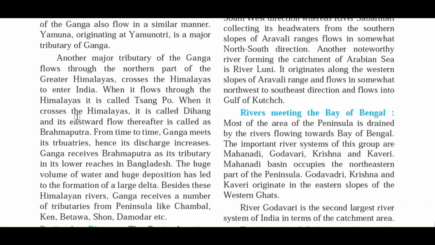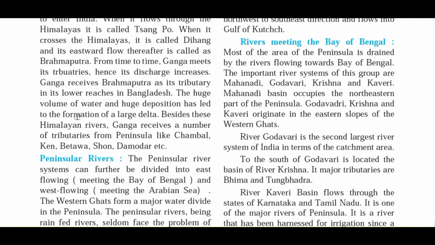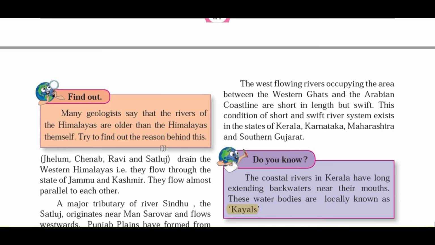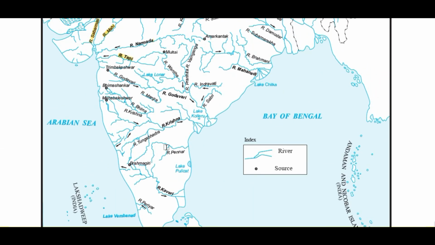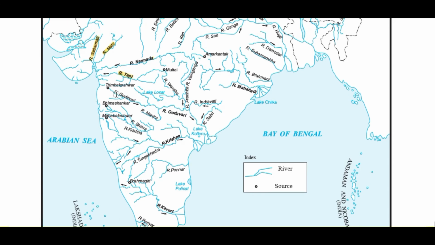Now the rivers meeting the Bay of Bengal, that is the east flowing rivers, are the major rivers of peninsular India. Let's discuss them. Most of the area of this peninsula is drained by rivers flowing towards the Bay of Bengal. Remember, these rivers are flowing towards the Bay of Bengal. Here you can observe these rivers. Here the Godavari, the Dakshin Ganga, the major river of southern India.